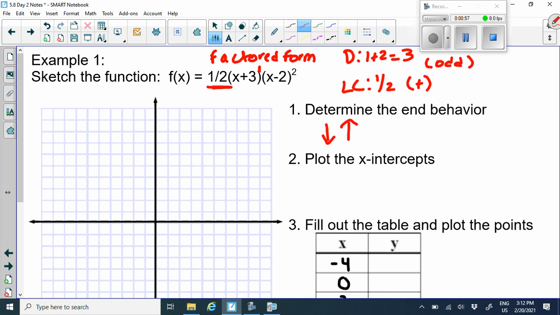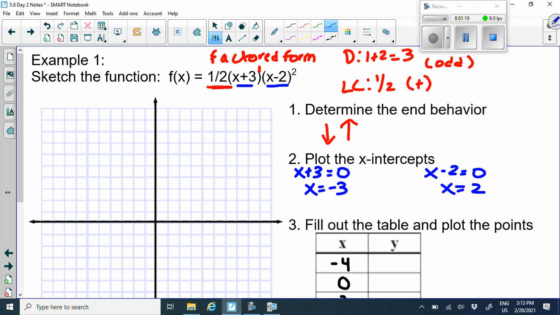Now our next thing is we need to plot the x-intercepts. Remember, to find the x-intercepts, we take each factor. So in this case, we have an x plus 3 and an x minus 2, right? And we set that equal to 0. So I have x plus 3 equal to 0 and x minus 2 equal to 0. So I get x equals -3 and x equals 2.